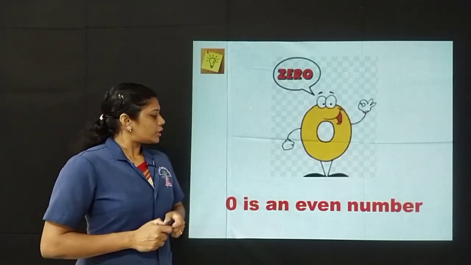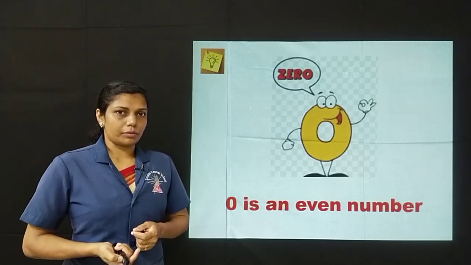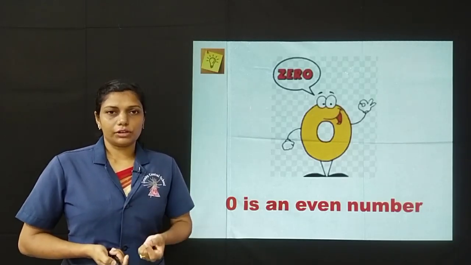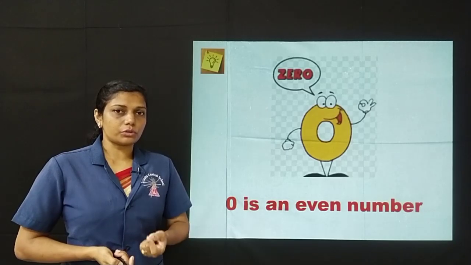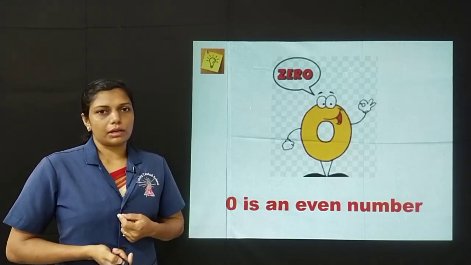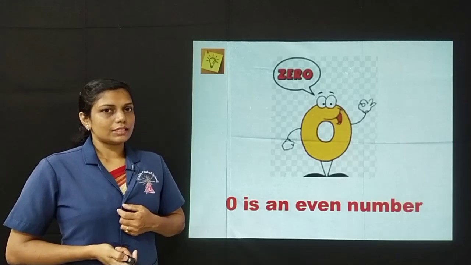Note, 0 is an even number. 0 is an even number. When you divide 0 by 2, you get a 0 remainder, or even the quotient is 0.